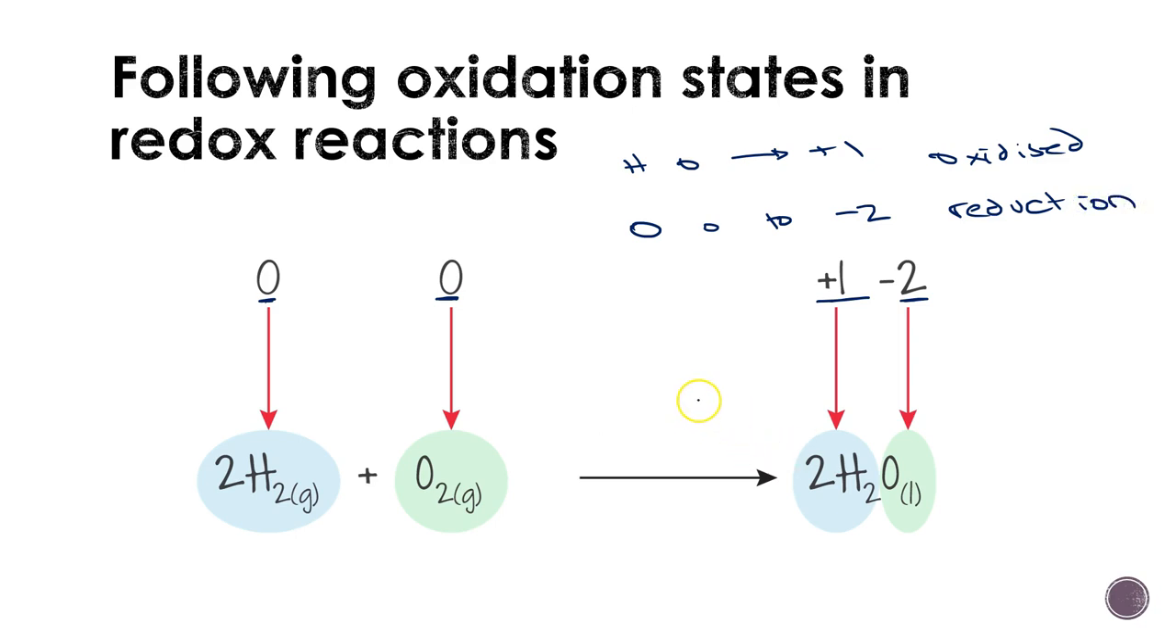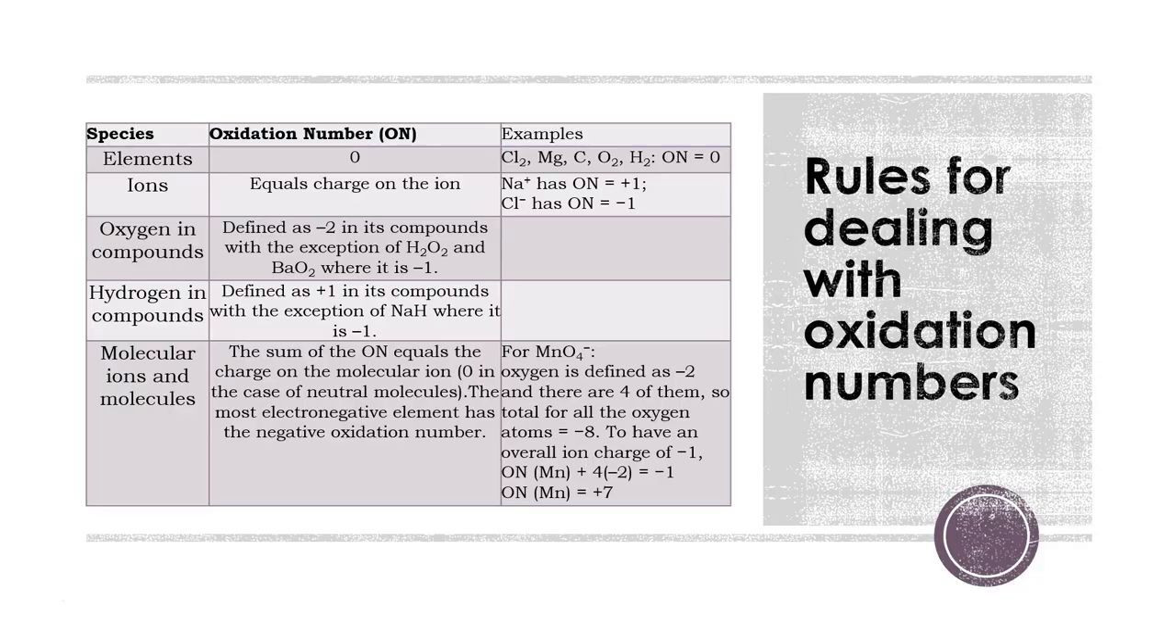Okay, so in this case, because we have an oxidation half equation and a reduction half equation, we can state that this was a redox reaction. So the formation of water from hydrogen and oxygen is actually a redox reaction. The rules for dealing with oxidation numbers, you need to memorize them. Okay, sorry, you just do. It's one of those things.